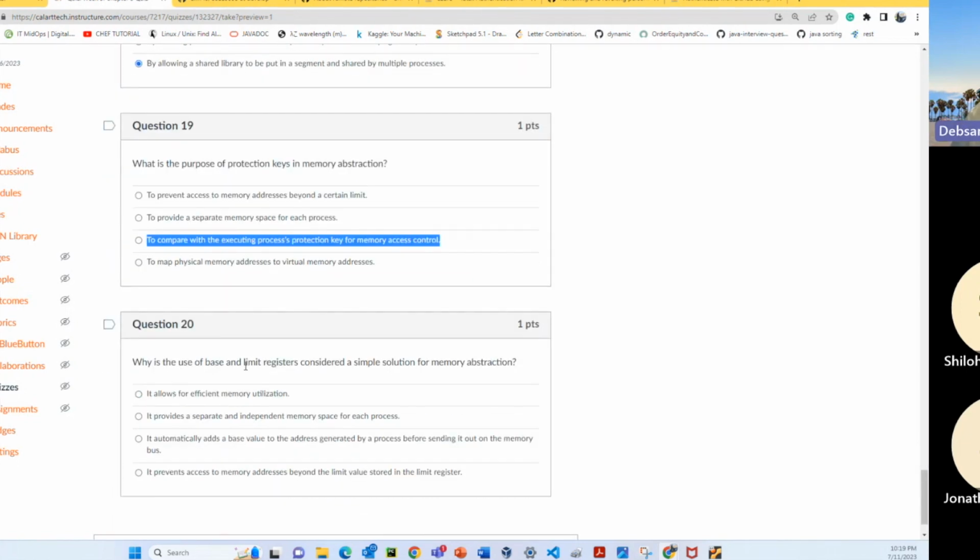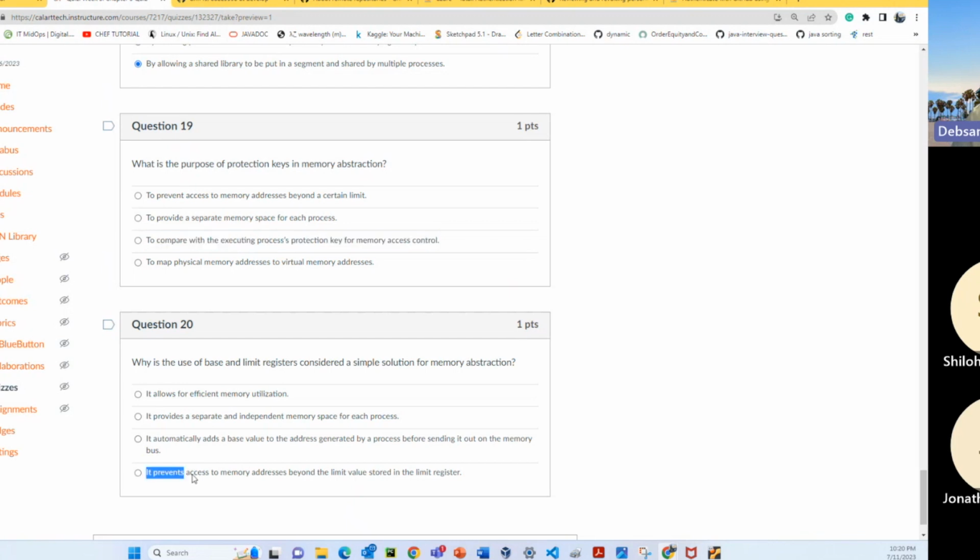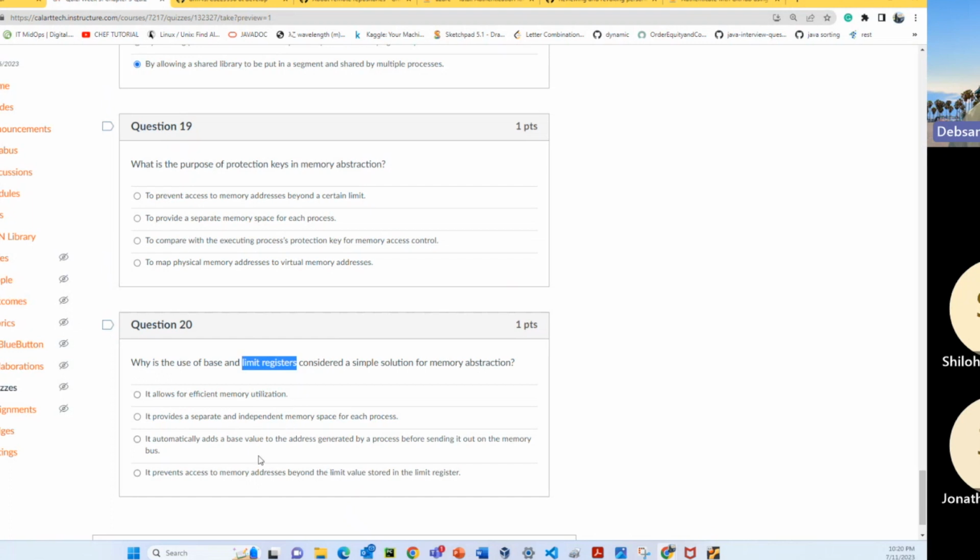Why is the use of base and limit registers considered a simple solution for memory abstraction? So basically it allows, no, not this one. I believe the fourth one is the correct answer: it prevents access to memory addresses beyond the limit values stored in the limit register. So the word limit register is the key actually. All the other descriptions don't talk about limitations of something. So the fourth answer is the right answer.